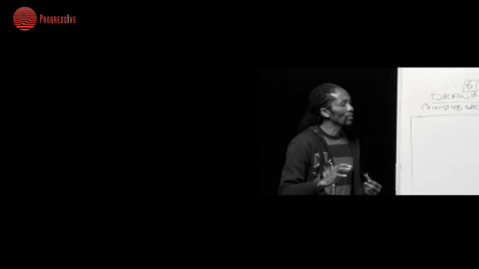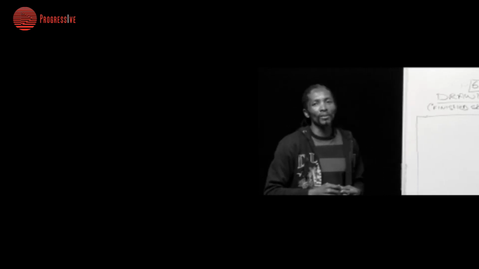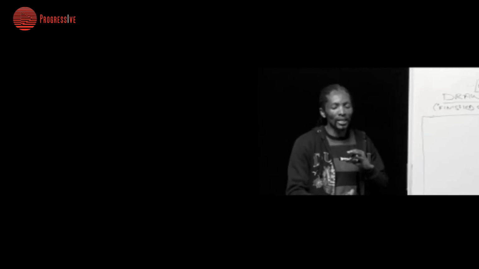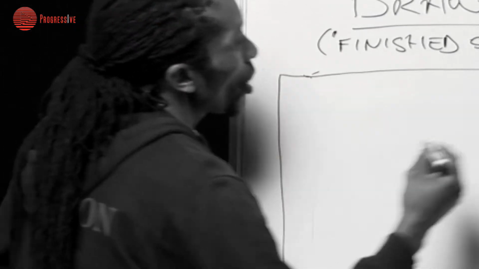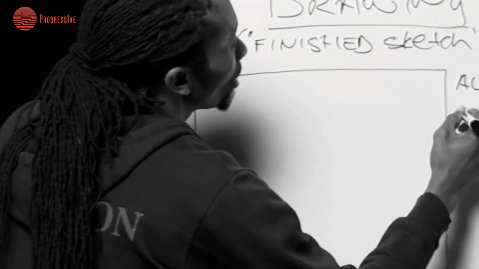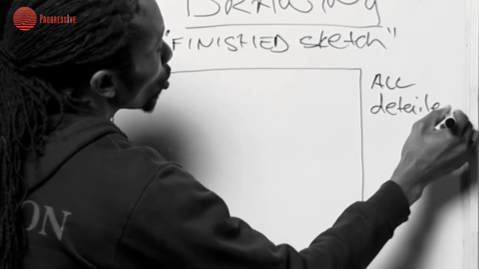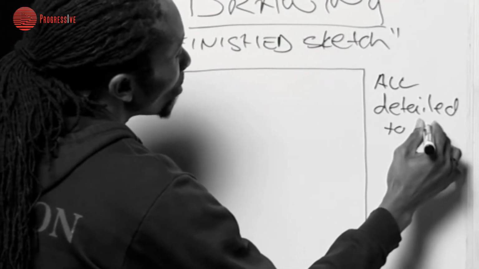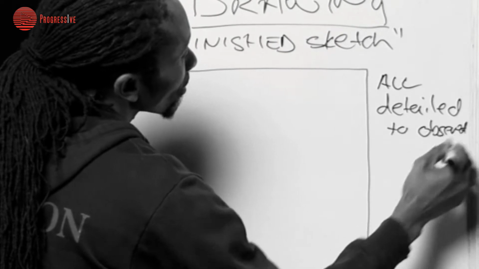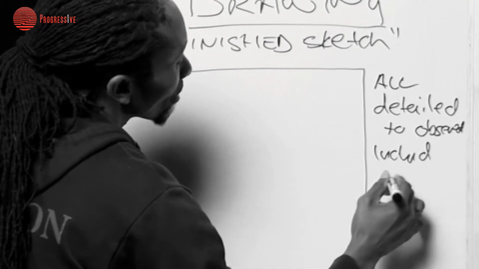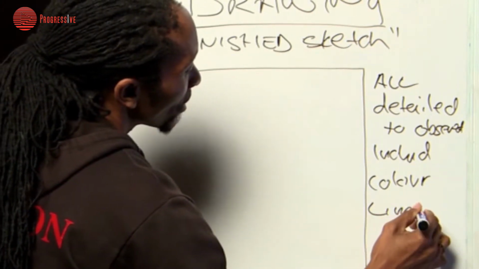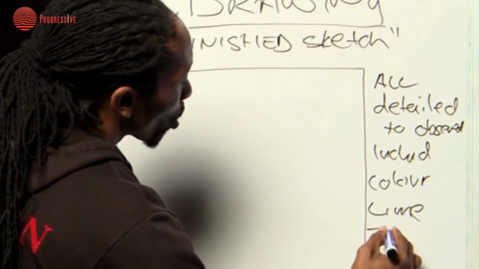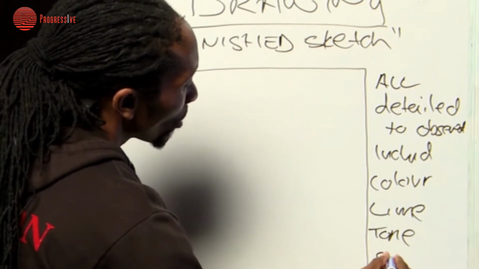A drawing is well observed. Everything is on details. You are on point. You make sure that the proportions, the details, the color, and everything are in here. So in this drawing, I want all details to be observed, including color, line, tone, shadows.